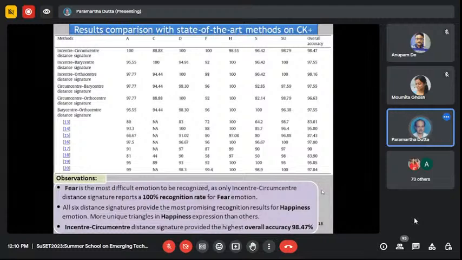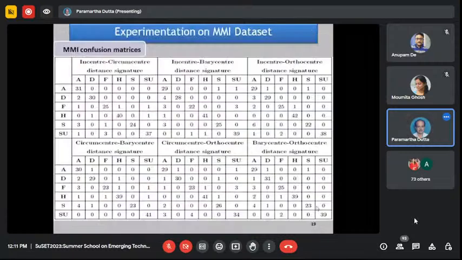All 6 distance signatures provide the most promising recognition results for the happiness emotion. When it comes to happiness, it is a different story altogether. There are more unique triangles in the happiness emotion than in others. So a picture of happiness is something we should be happy about. When the in-center, circumcenter distance signature is considered, the highest overall accuracy is reported. This is the empirical finding obtained.